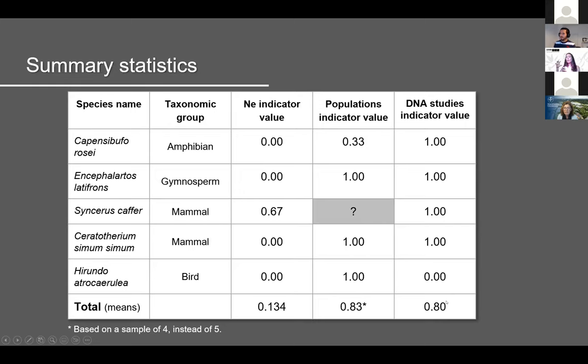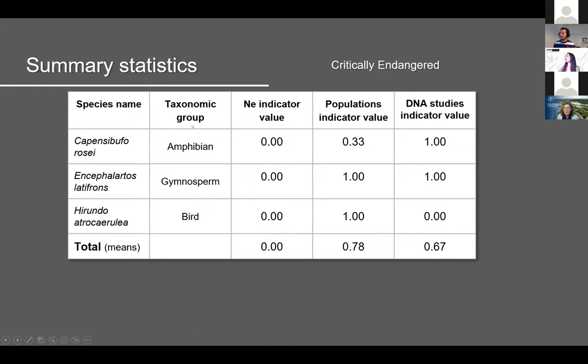But we can also rearrange things. Because we have two mammals, we can look at the means for indicator one, and that would change it to 0.34 just for these two mammals. And then a value of one for indicator two. And then we can also look at just the critically endangered species, and our indicator values change drastically. Now indicator one is just a value of zero.